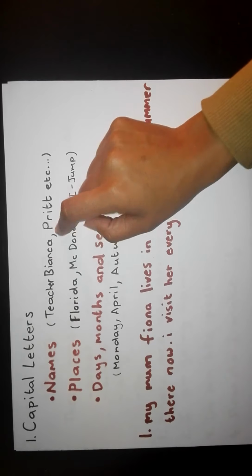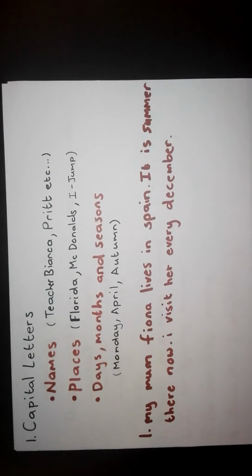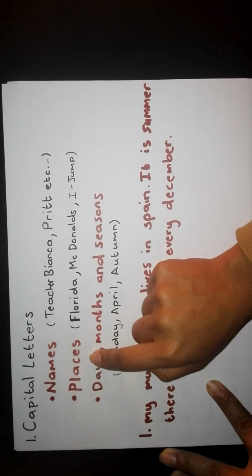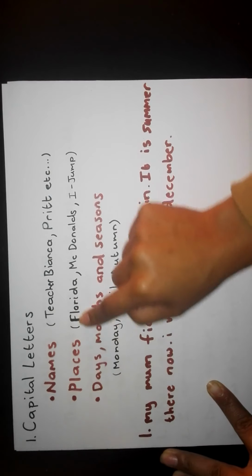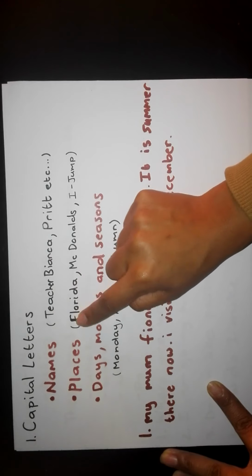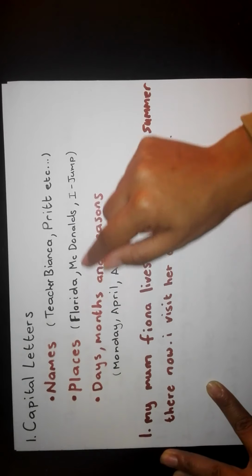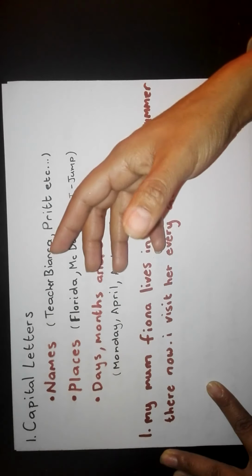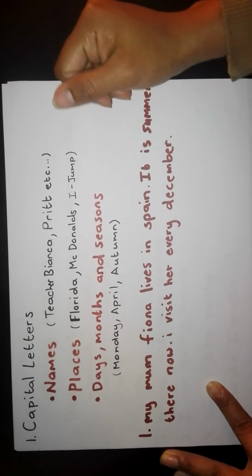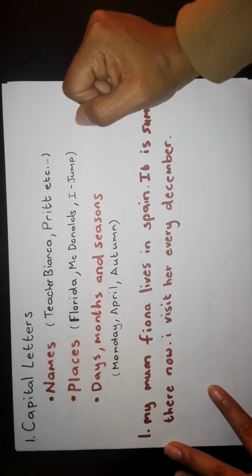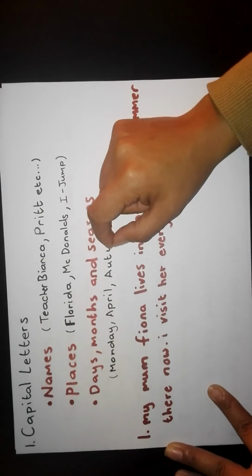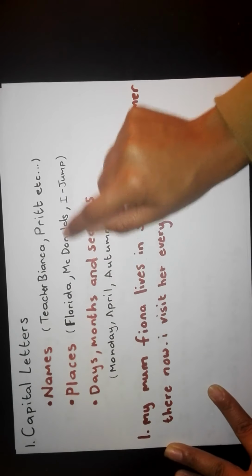Names are also names of countries, names of places, okay, which is what we're gonna do here now. So here's places, and I put here Florida. Some of us are from Florida. We live there. And it's also places like the name of a place, which is McDonald's, where you eat, or I Jump, where you go and have fun and jump. Okay, that's a place that you go into, and it's the name of a place. So when you write it in a sentence, it has to be in capital letters.